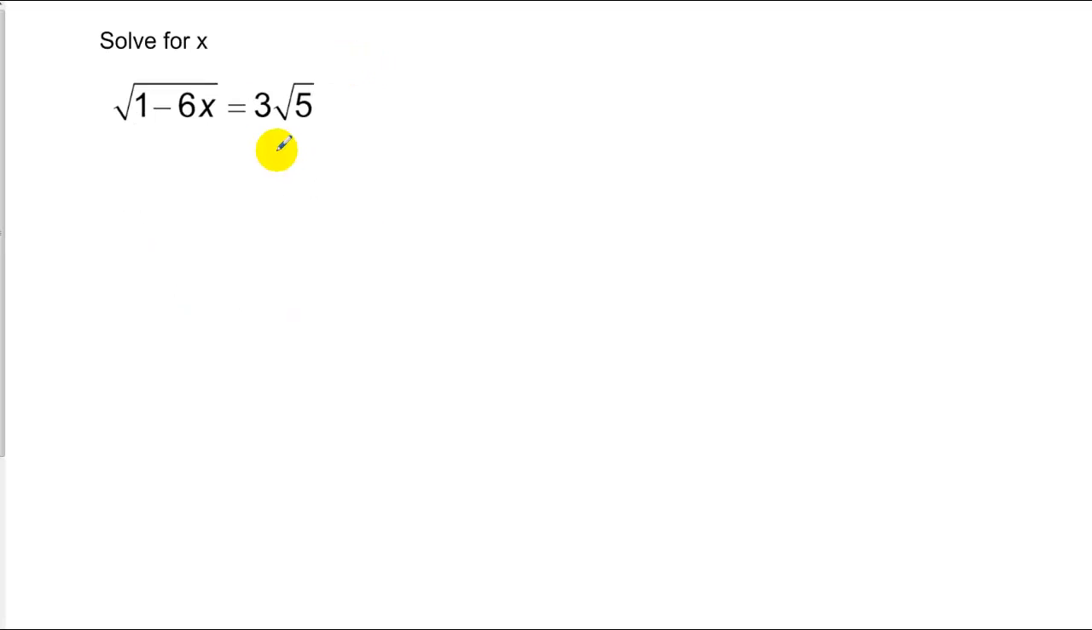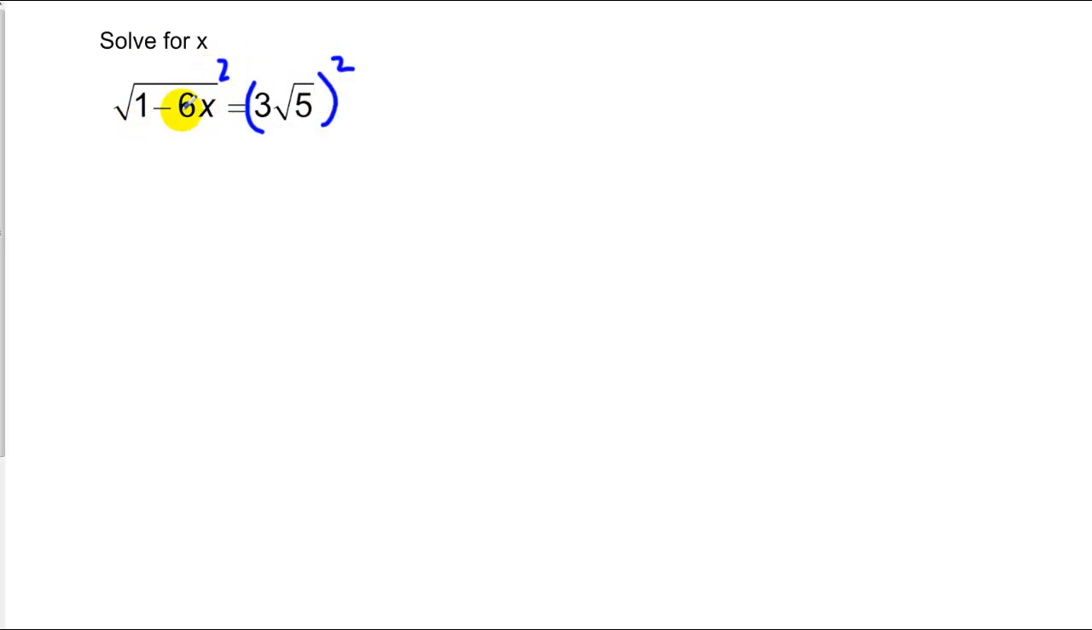Now in this case, I can't really isolate either square root. And the square root that I really want isolated is the root that has the variable in it. So it's this one right here. I'm going to square both sides.